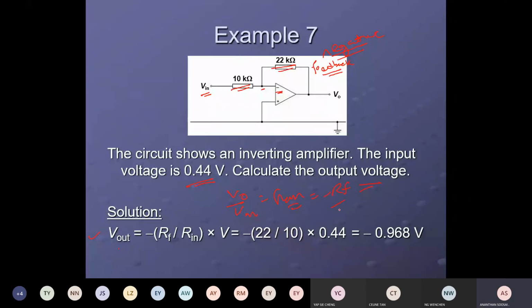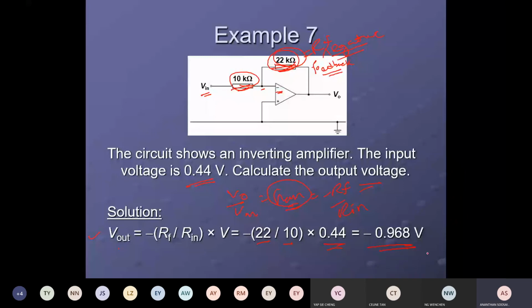Negative RF over R in. So where is the RF here? 22 is your RF, so 22 divided by 10 is your gain. Of course it's negative, since the gain is inverting. So negative 22 over 10 is your gain, times the input voltage 0.44. This is your output, negative 0.968 volt.